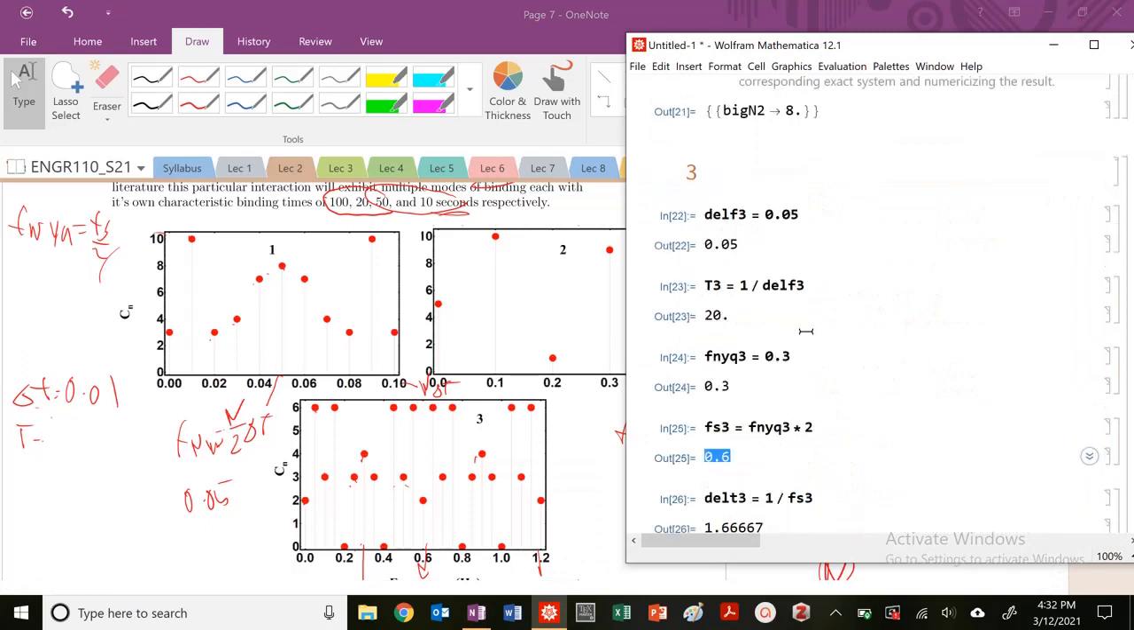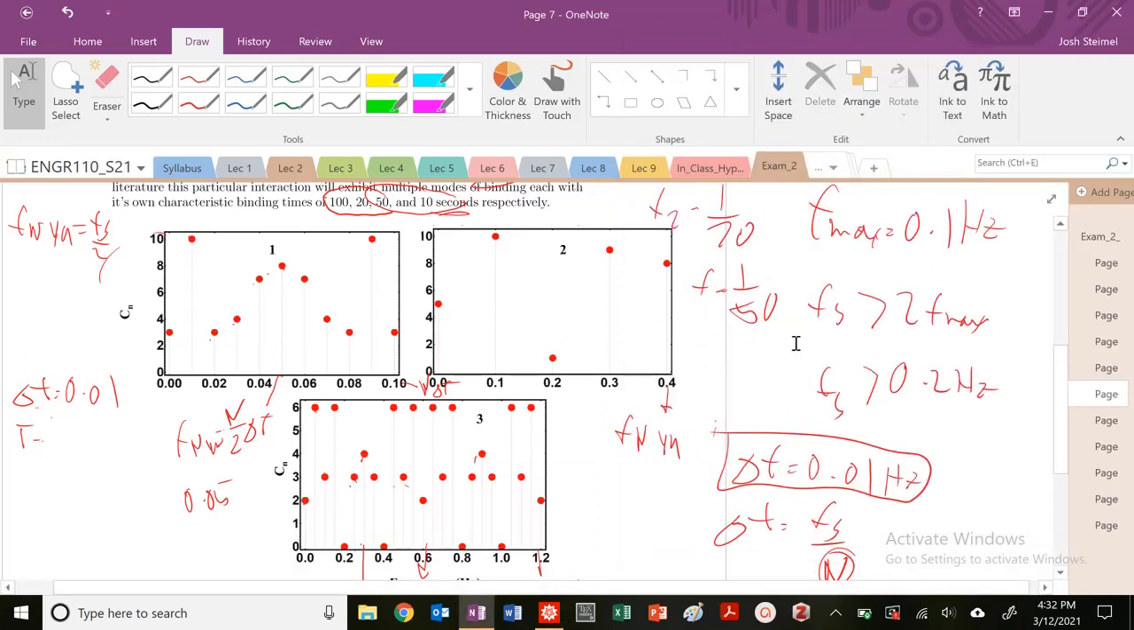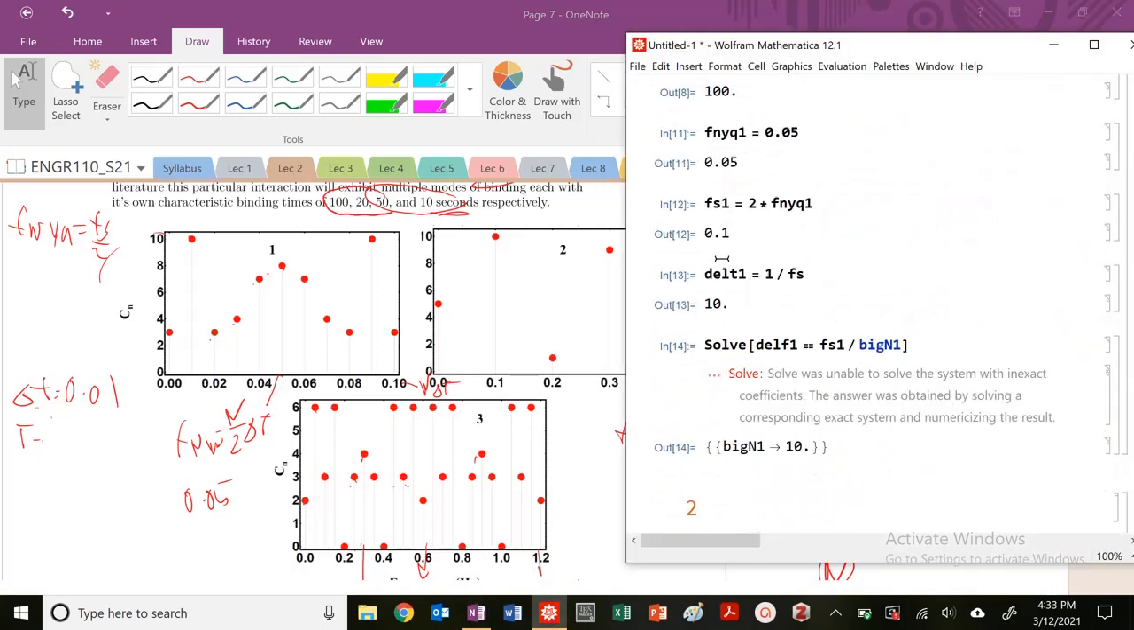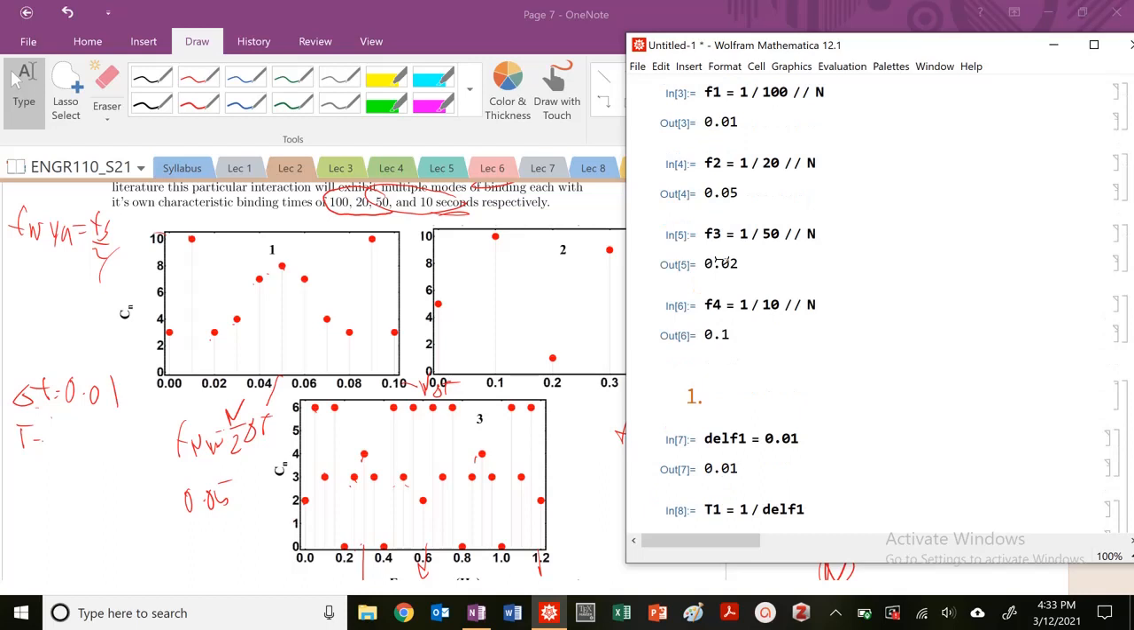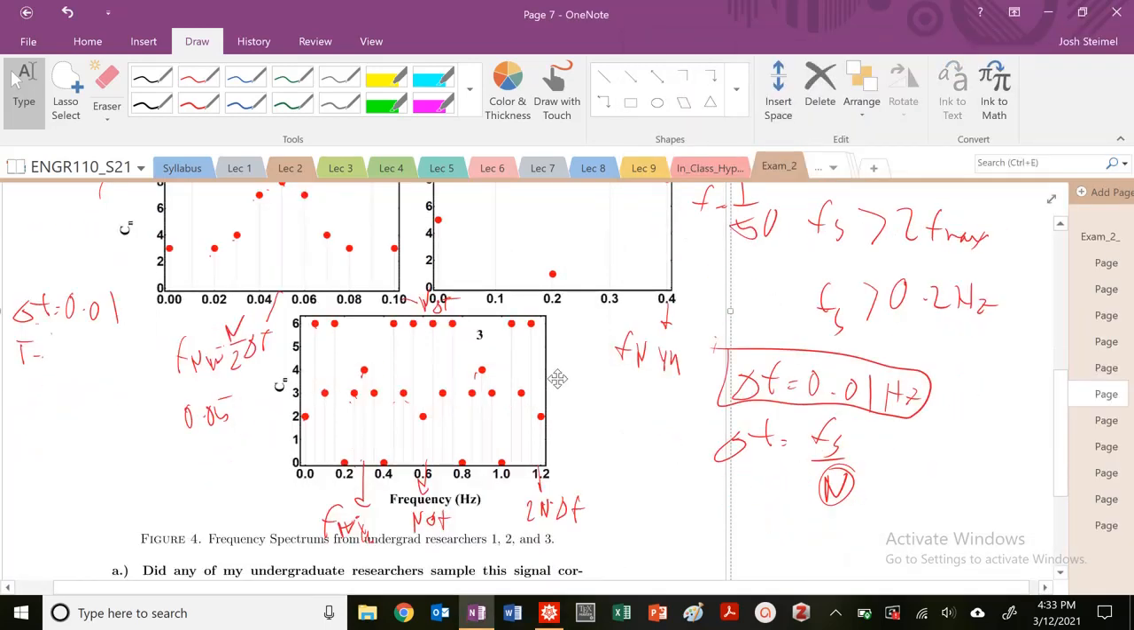But the problem again comes into play once I look at this delta F. It's not small enough. I don't have fine enough resolution. I'm going to miss, again, a lot of these frequencies. I'm going to miss my F1. I'll hit F2, or I'm going to miss F3. So those are kind of the problems associated with that. So at the end of the day, none of these work.